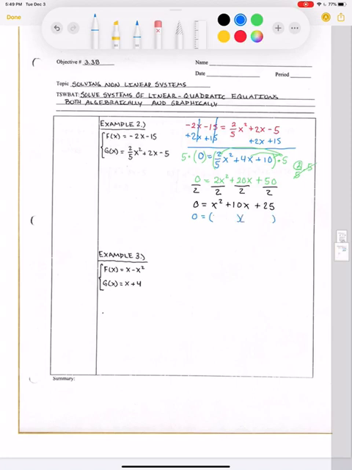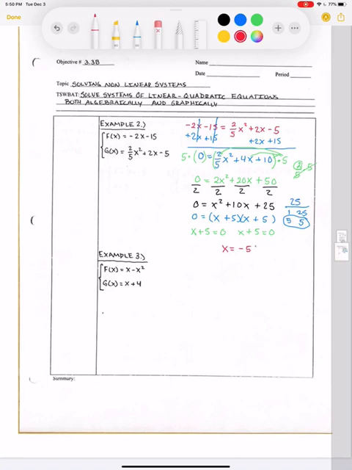X squared can be broken up as x times x. And then I need the factors of 25 that would add up to be 10, which is obviously going to be 5 and 5. So positive 5, positive 5. Now what I'm going to do is set each of these equal to 0. And because they're the same equation, they're obviously going to get me the same answer of x equals negative 5.